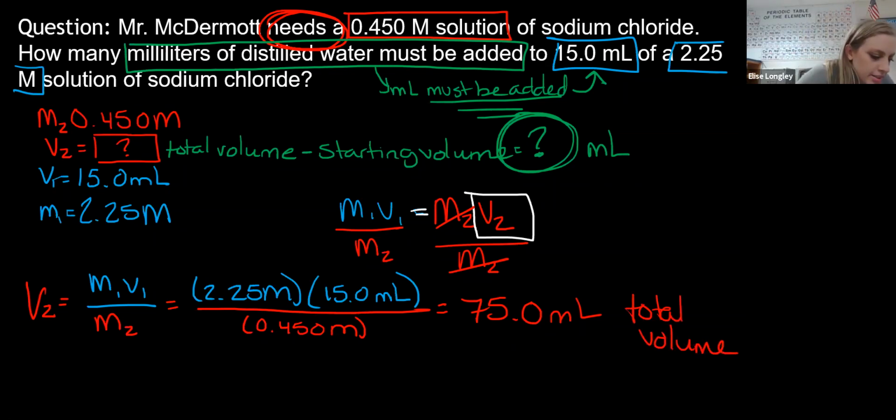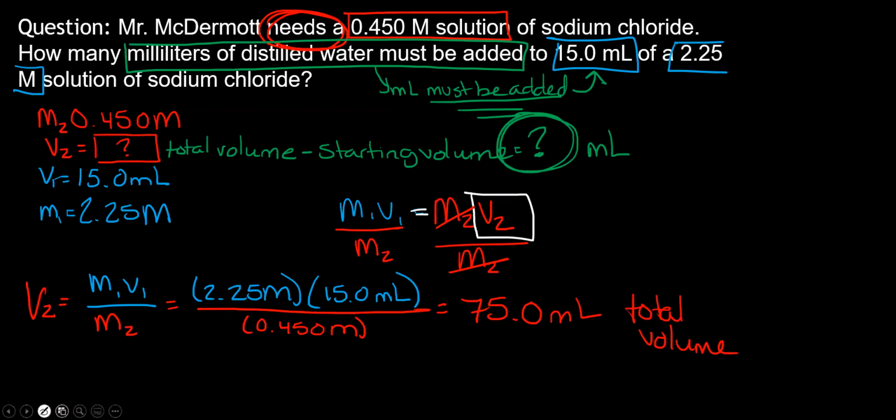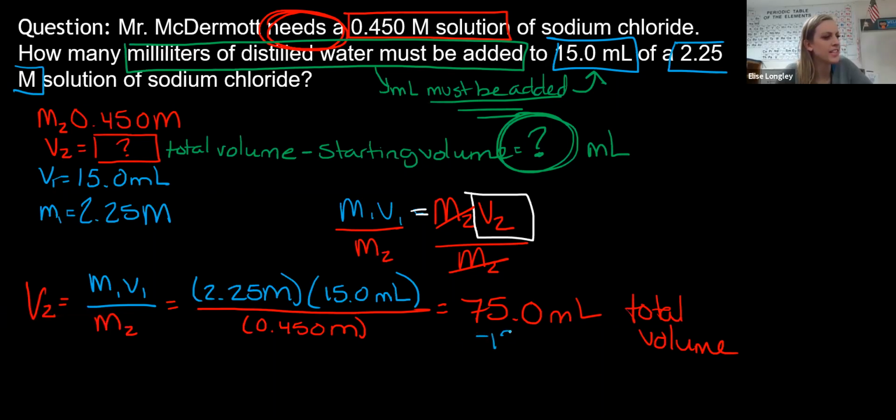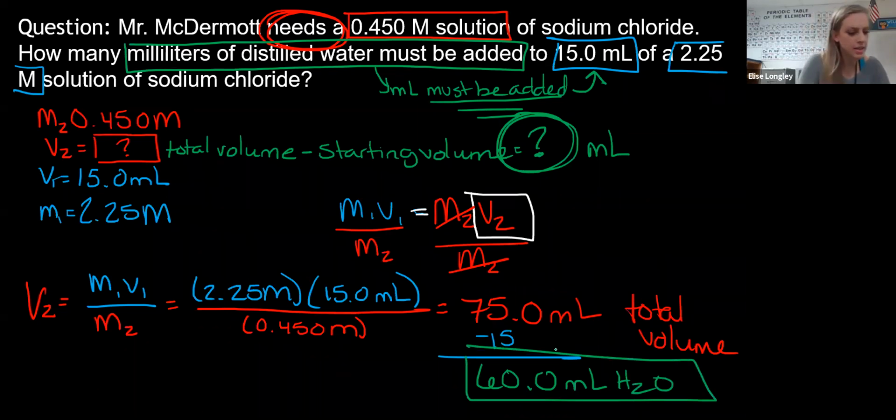All right. So Jessica, am I done? No, you're not. What do I have to do now? You have to subtract it from the 15 ml. Yeah, I've got to subtract. So I had 15. I need 75. So that means I need to add 60.0 milliliters of H2O. That is my answer.